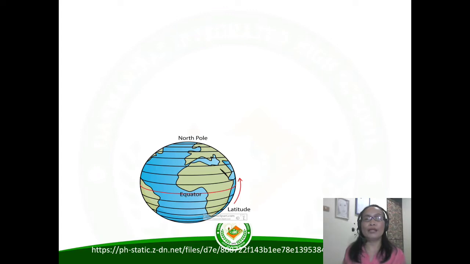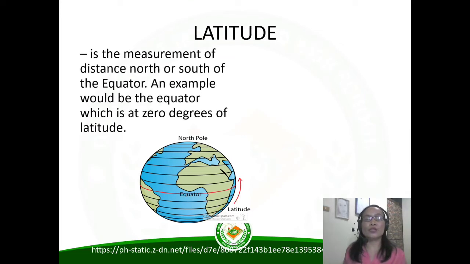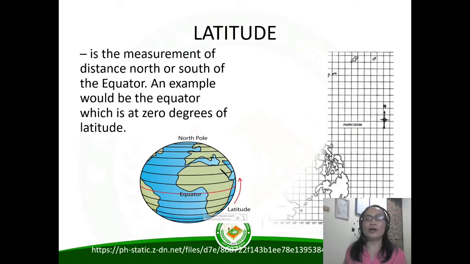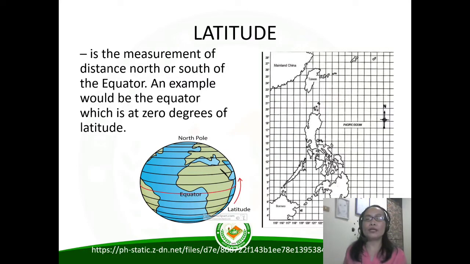Here we have the latitude. So what is a latitude? It is the measurement of distance north or south of the equator. An example would be the equator, which is at 0 degrees of latitude. Here you can see the globe showing its latitude. And at the same time, we also have the vicinity of the Philippine map showing its latitude represented by a horizontal line.